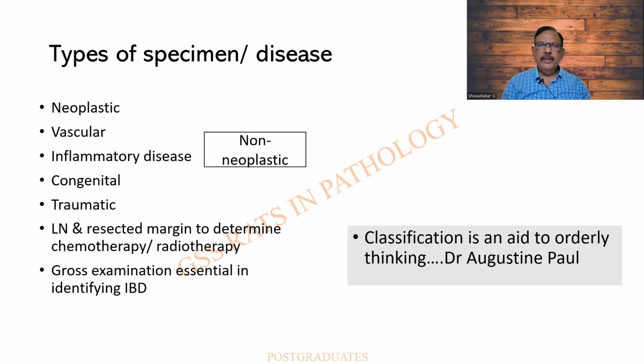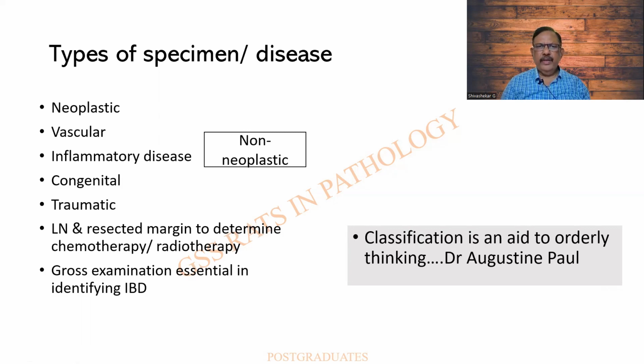What are the types of specimens that we usually get? Generally we are asked, is it neoplastic or non-neoplastic? So it can be neoplastic, benign or malignant. Vascular, inflammatory, congenital, all these come under non-neoplastic. Traumatic is another one. And we should also look for the lymph nodes, the resected margins, and if there has been any chemotherapy or radiotherapy given, what is its impact? And gross examination will be essential in a case of inflammatory bowel diseases.